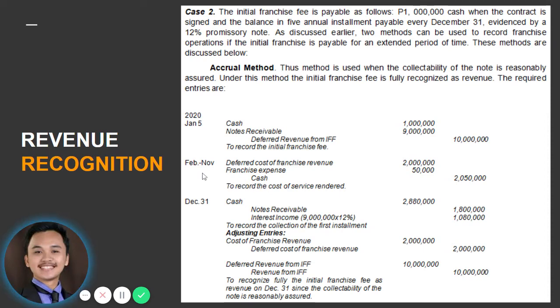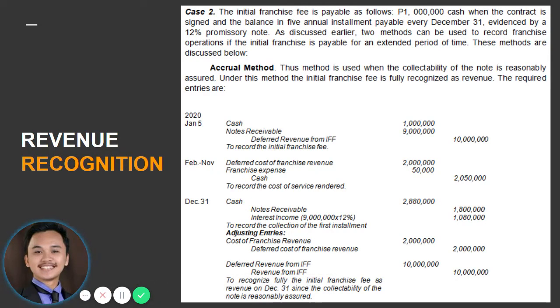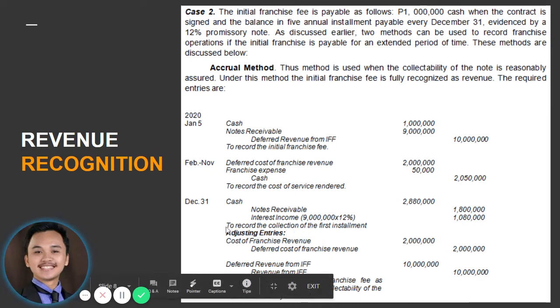To record also our transactions from February to November, we have debit to deferred gross of franchise revenues for 2 million, debit to franchise expenses of 50,000, and then credit to cash for 2,050,000. Now, on December 31, again, remember that it's on December 1 na ay substantial performance. So therefore, on December 31, we can now recognize your initial franchise fee as revenue, and at the same time, we can now recognize your direct cost as an expense. Okay? So in this case, what will happen on December 31, guys?